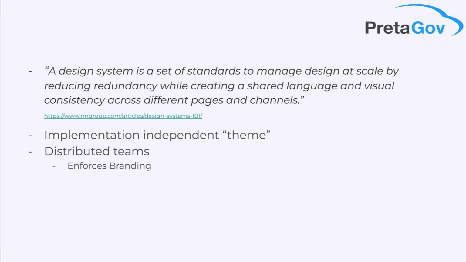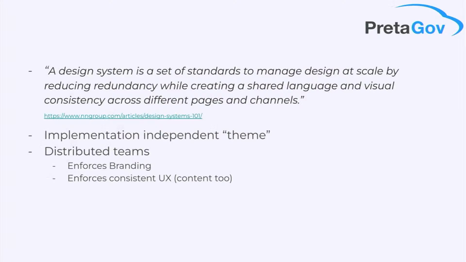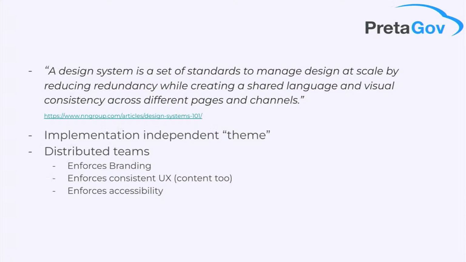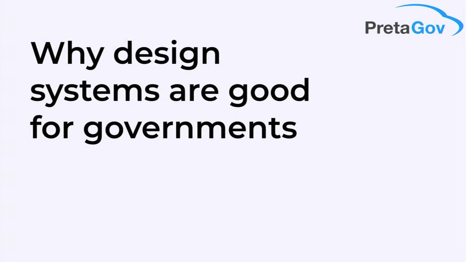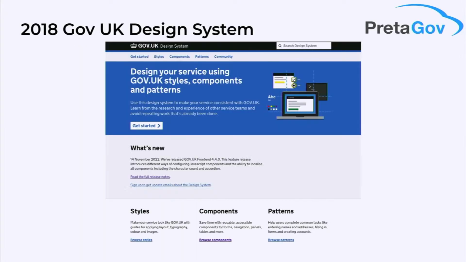So distributed teams and enhancing branding is one thing. The consistent UX I talked about, and also that content voice thing, not just looking and feeling the same, but also sounding the same. And also the accessibility, particularly with the government stuff. So what we get by inheriting this government design system is that it's already been accessibility tested. So I guess I've already answered why design systems are good.